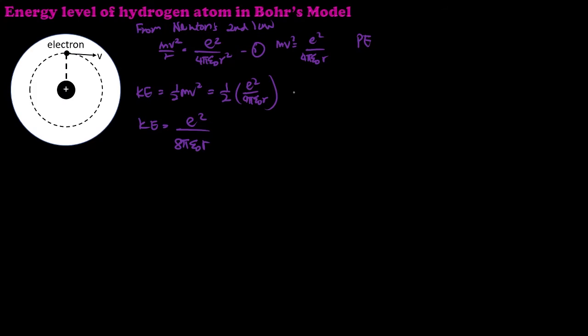And then we can get PE. So how do you get PE? Because the electron has negative charge and the nucleus has positive charge, there will be an attractive force.